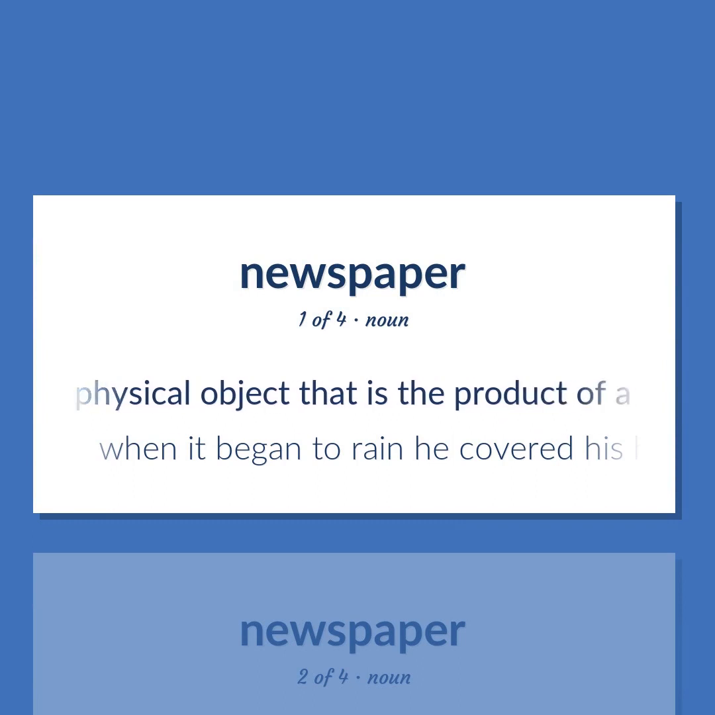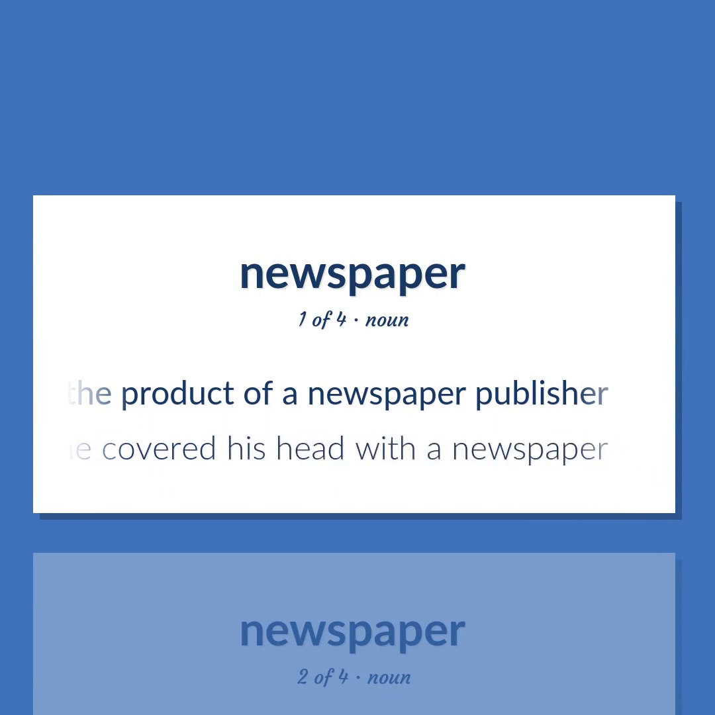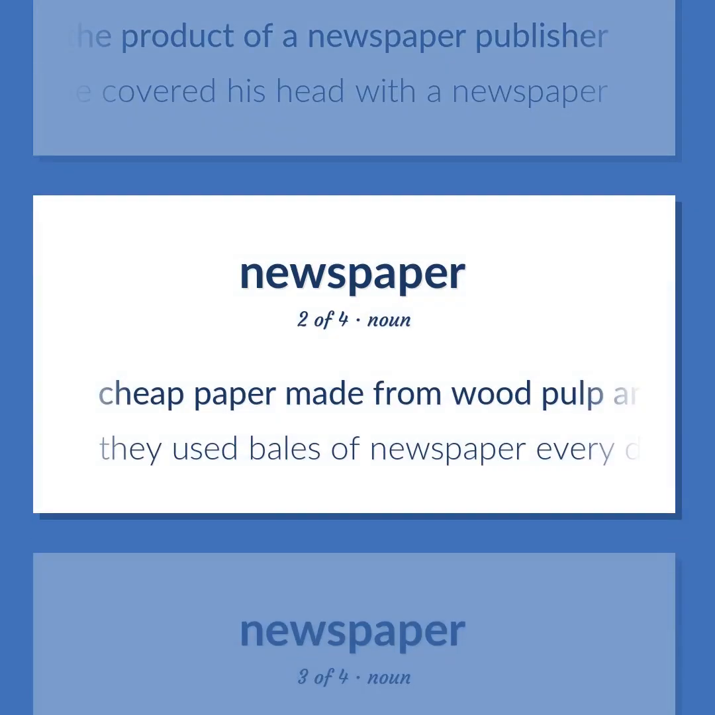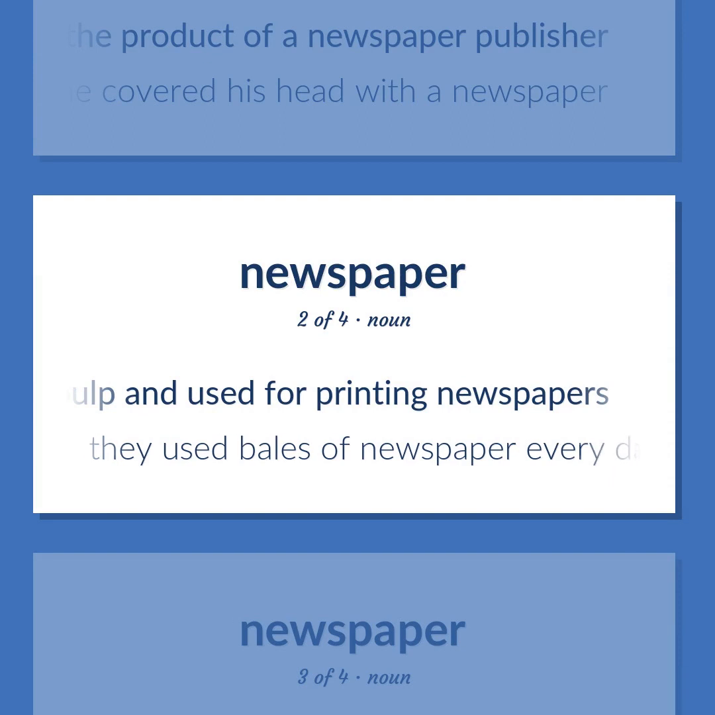The physical object that is the product of a newspaper publisher. When it began to rain, he covered his head with a newspaper. Cheap paper made from wood pulp and used for printing newspapers. They used bales of newspaper every day.